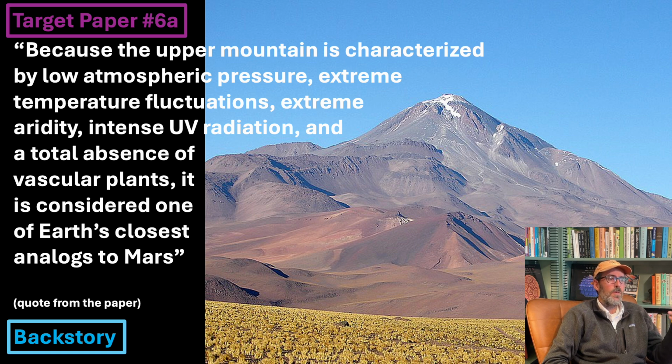So just a quote from the paper suggests that because the upper mountain is characterized by low atmospheric pressure, extreme temperature fluctuations, extreme aridity, intense UV radiation, and a total absence of vascular plants, it is considered one of Earth's closest analogs to Mars. And so I think that this is a great example of, I don't know, Jay, did you get money from the NASA Astrobiology Institute to do this work? Because it'd be a great use of it. Bioprospecting for animals up there at the top of this mountain.